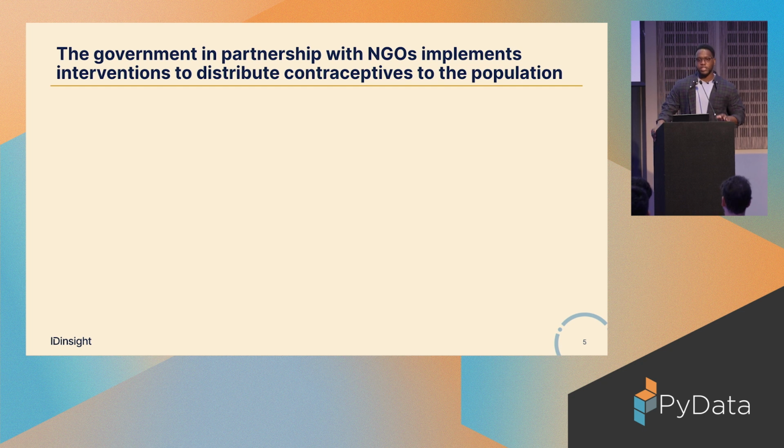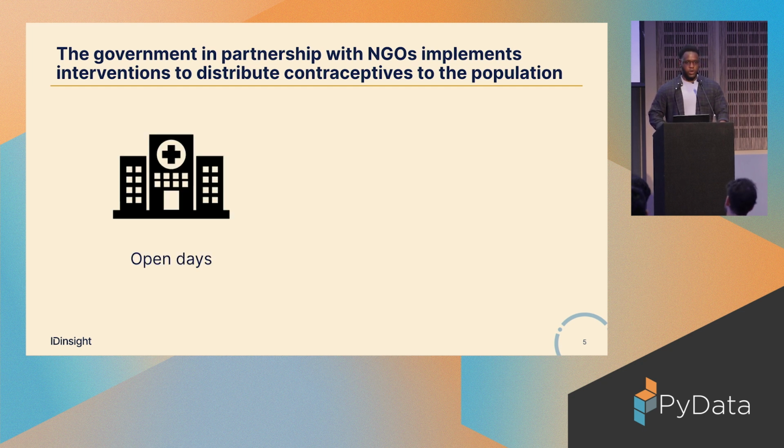So in order to do that, they implement various programs to distribute contraceptives in the country. And one of them is the kind of interventions where they can distribute those contraceptives. And usually they have two strategies that they use to distribute the contraceptives. The first one is open days. At these open days, they will just allow women to come to the district hospital to get contraceptives that they need. And they also have a second strategy, which is mobile strategies, where you have health workers that will go and distribute those contraceptives to women in remote areas in the country, in rural areas.